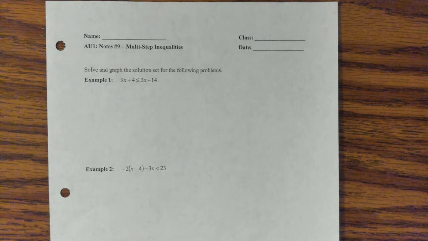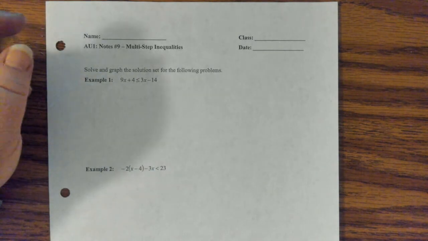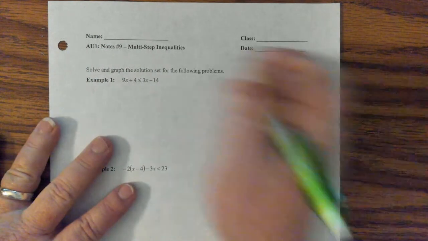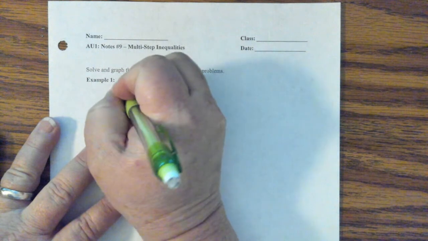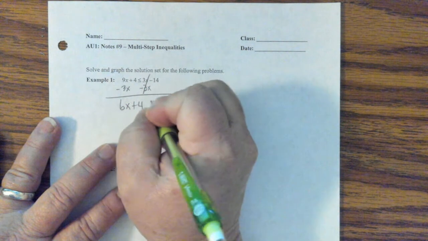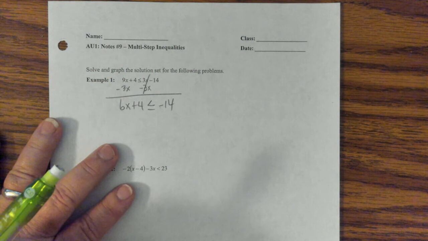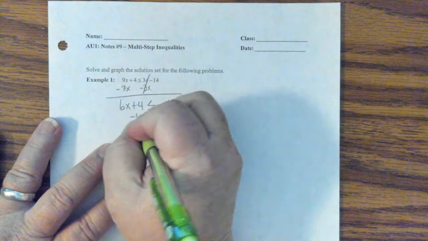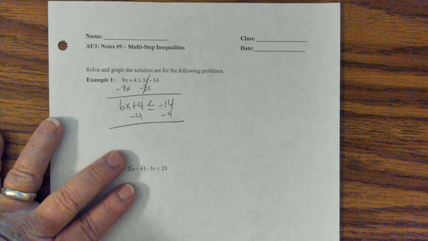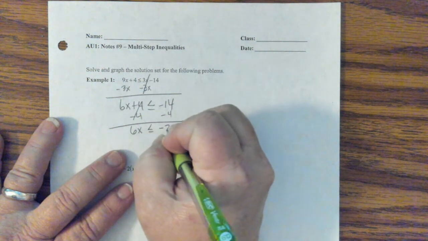Okay. Here we go. Solve and graph the solution set for the following problems. I'm going to subtract 3x from both sides. I get 6x plus 4 is less than or equal to negative 14. Subtract 4. A lot of you would give me 10 at this point. That's why I'm saying use the calculator, check your work.